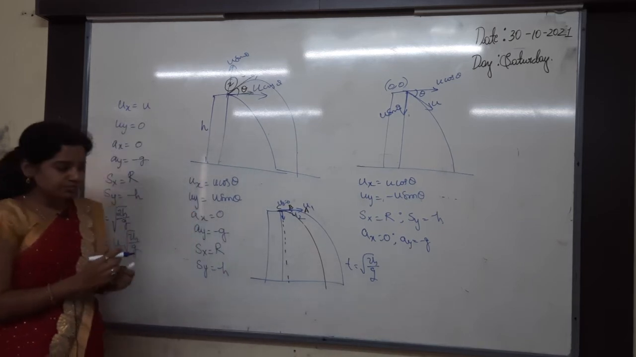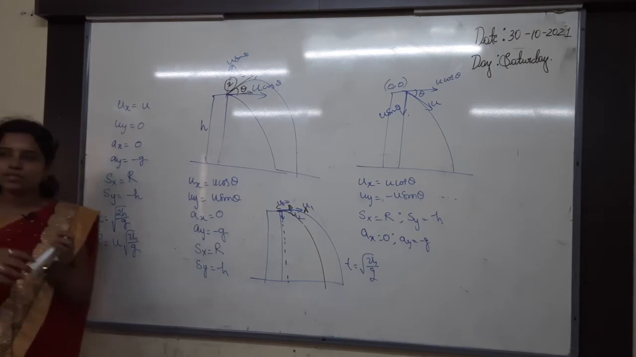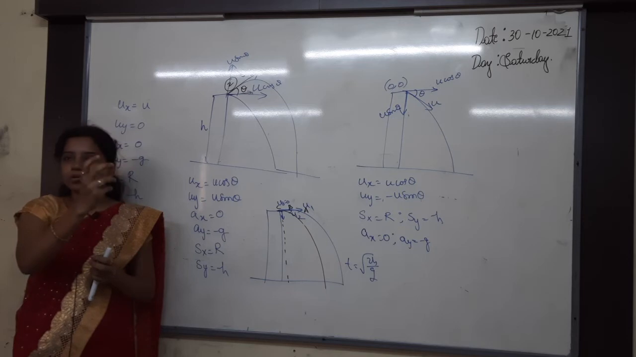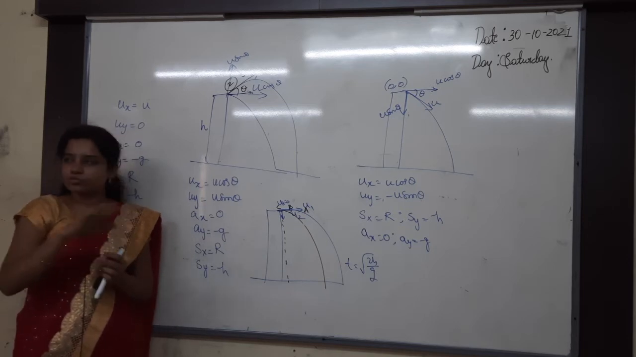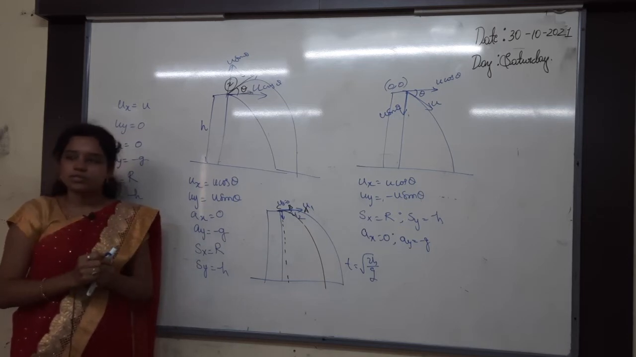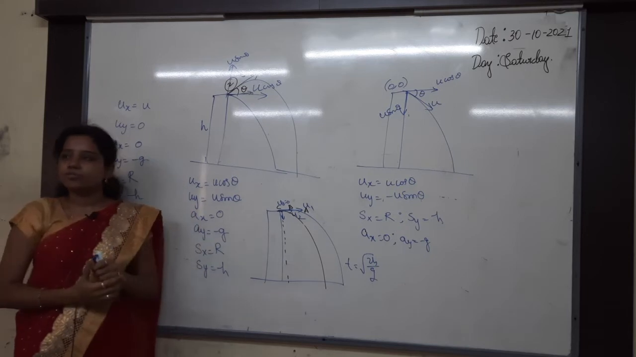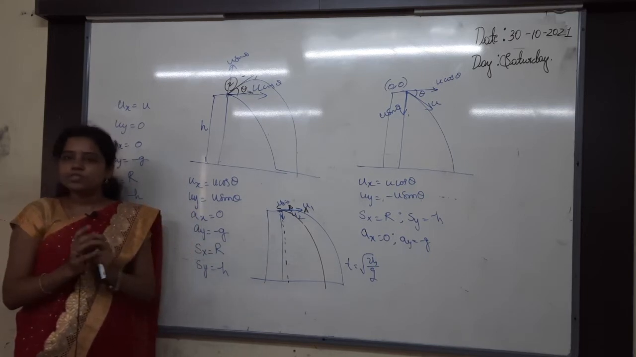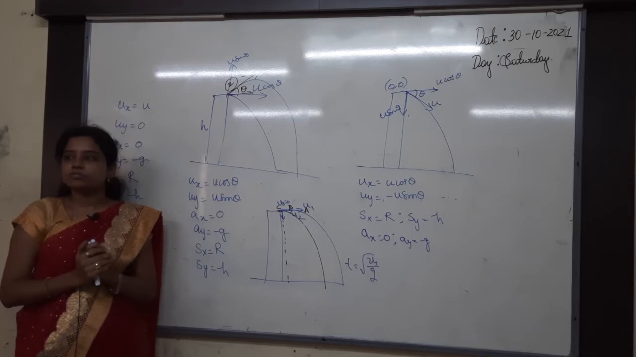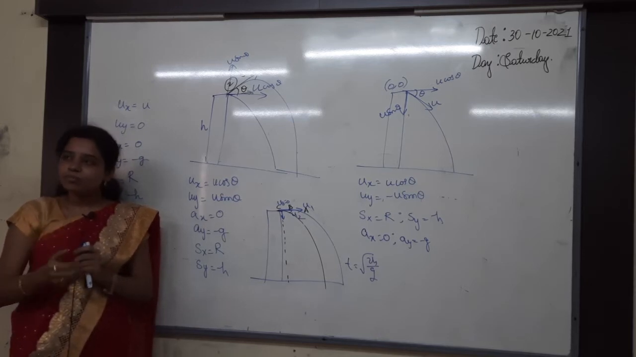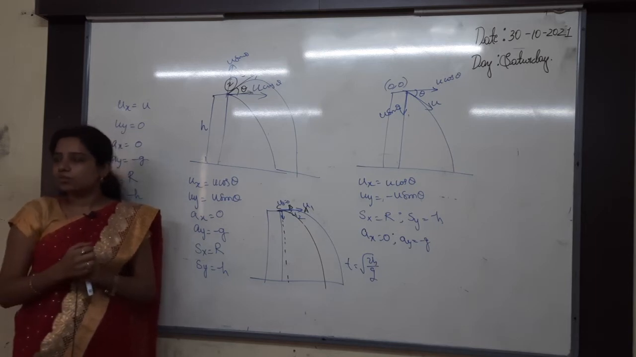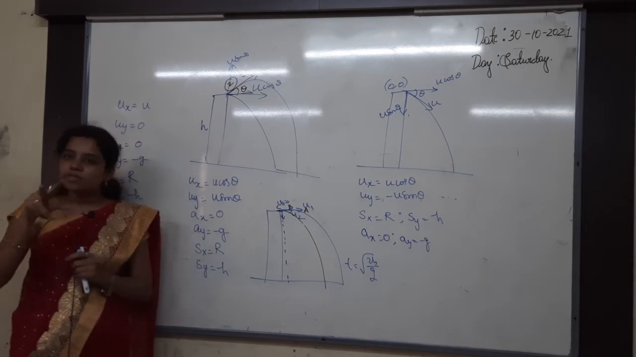For example, I hold one cricket ball in my hand and one cotton ball. In the absence of air resistance, I am just dropping both, the cricket ball and the cotton ball. Which will reach the ground first? Both will reach at the same time. Most people will think the cricket ball will reach faster. Both will reach at the same time.